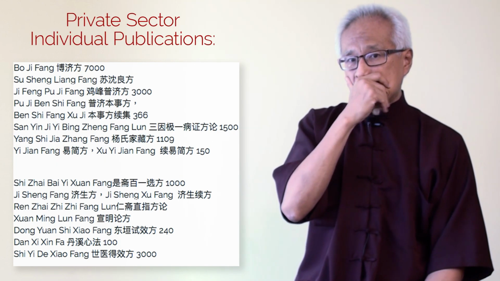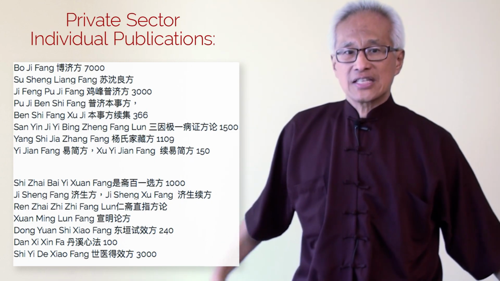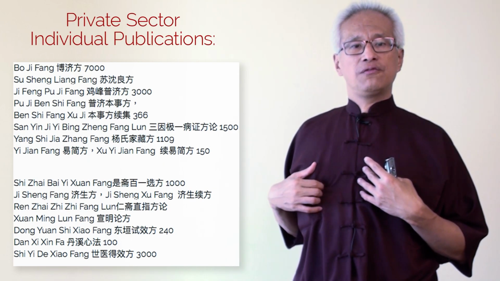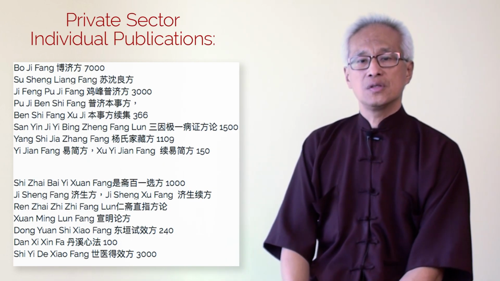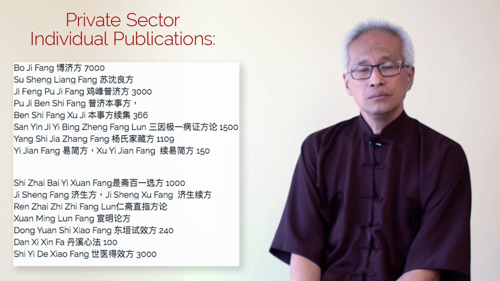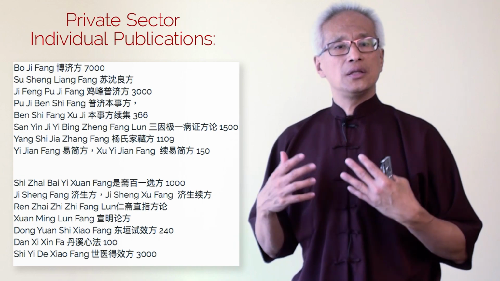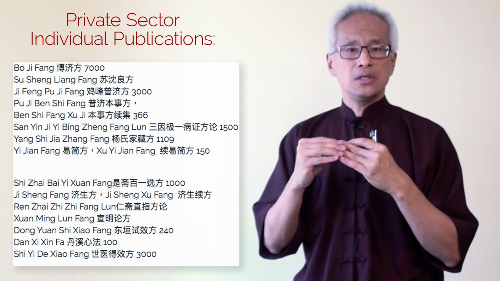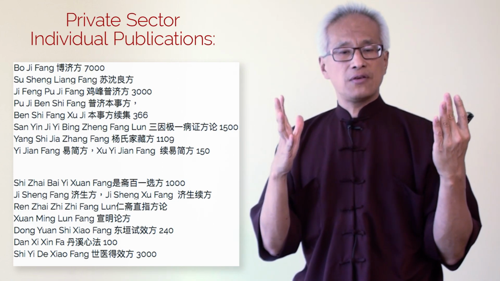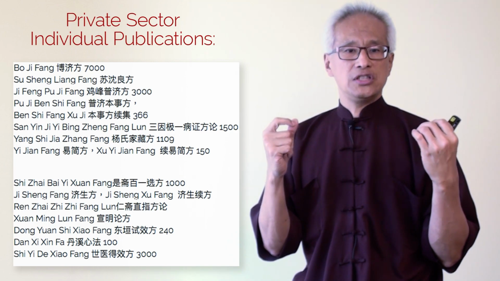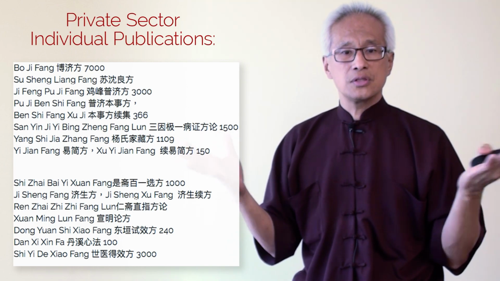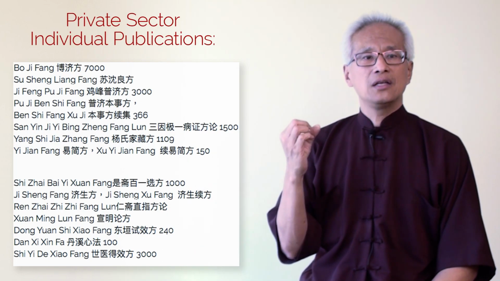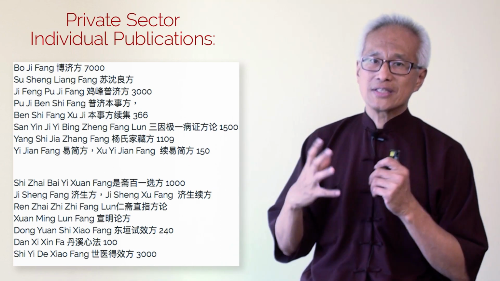Okay, so you can start with Boji Huang, 7,000 formulas. Shen Si Liang Huang, and you can go to Ji Feng Pu Ji, 3,000 formulas. And then you can look at all the different other ones that come afterwards. There is the Pu Ji Ben Si Huang, 366. There's the San Yin Ji Yi Bin Zhen Huang, which is about 1,500 formulas. There's Yi Jian Huang, about 150 formulas. There is the Wu Zai Bei Yi Xuan Fang, about 1,000 formulas.